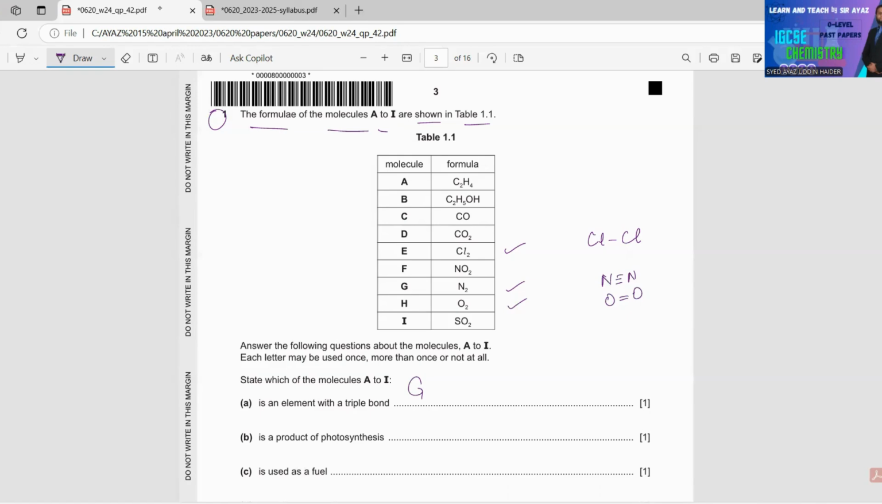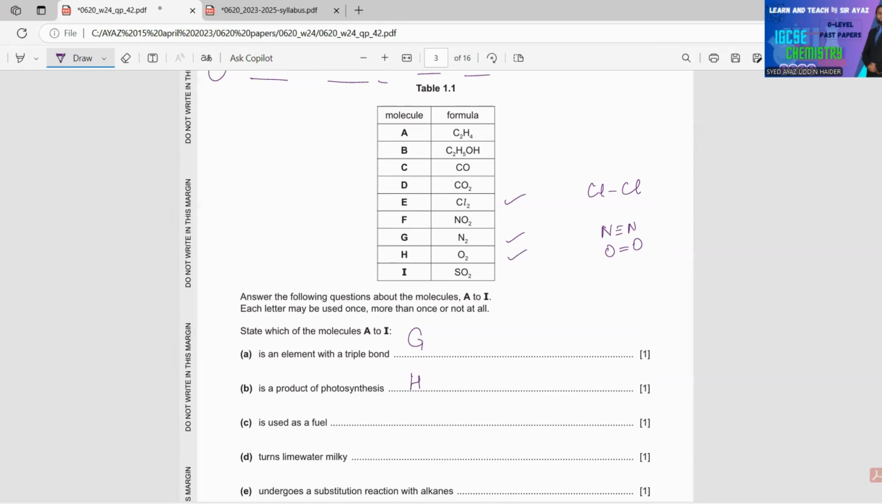B is a product of photosynthesis. During photosynthesis, the products are glucose and oxygen. So here oxygen is given, so I will write H. Part C is used as a fuel. If you look at the list, we have ethanol in the list. This is ethanol, and this is also used as a fuel in racing cars. So you write B for C.